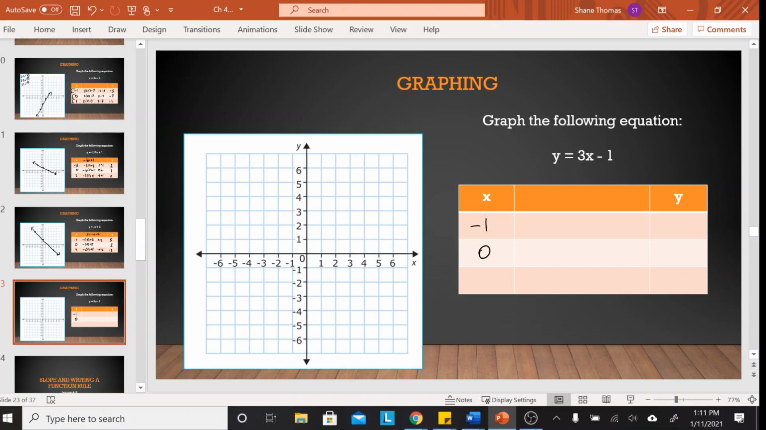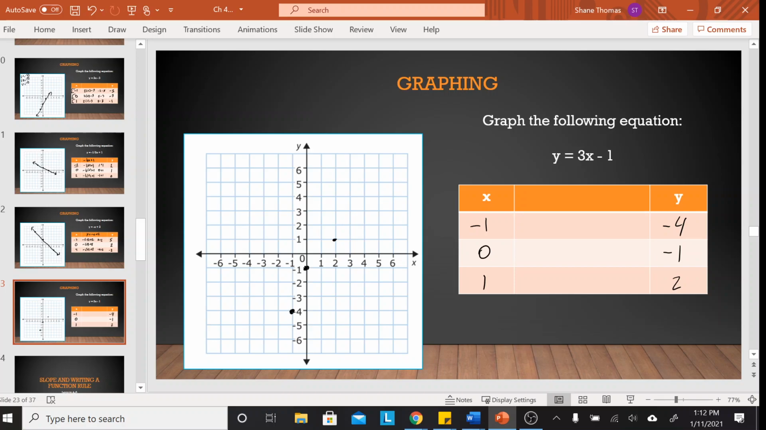So I'm just going to plug a couple points in real quick. I'm going to use -1 and 1. So if I put a -1 in, 3 times -1 is -3. -3 minus 1 is going to be -4. Plug a 0 in. I'm going to get -1 out. Plug a 1 in. I get 3 times 1 is 3, minus 1 is 2. Then I have the points -1, -4. So 1 left, down 4. Second one is 0 left and right, down 1. And then up 1 over 2.